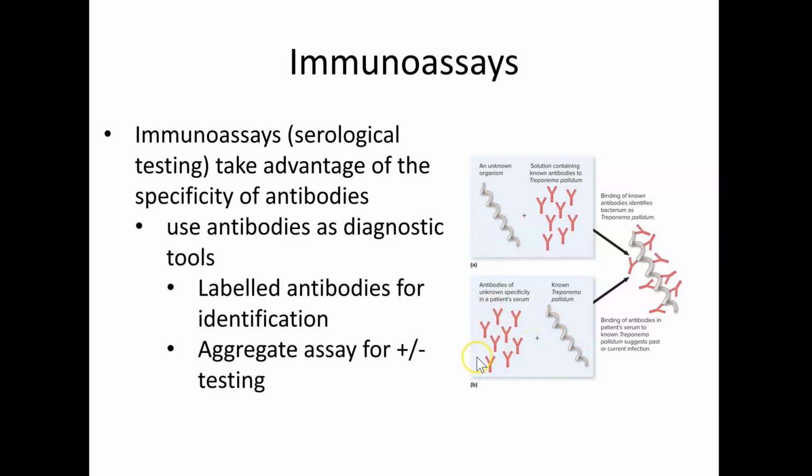In this case, we know that this patient is either currently exposed or has been exposed in the past to this bacteria. So we can not only use antibodies to identify an unknown bacteria, as in the case in A, but we can also use the serology to tell whether or not a patient has been exposed to this bacteria, either in the recent past or in the distant past.